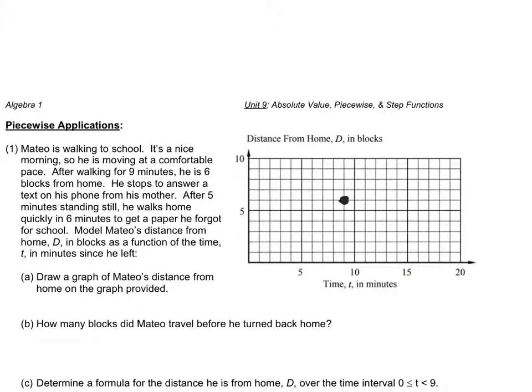So he stood still for 5 minutes. So 1, 2, 3, 4, 5. And then for 6 minutes, somehow that's quick, I guess, he walks home. So his distance from home should be 0. He started off at a distance of 0, and he ends up at a distance of 0. This whole process took 20 minutes, so he's definitely late for school.